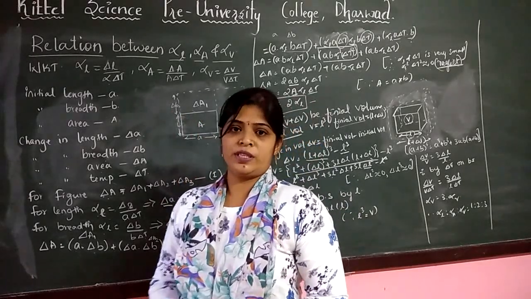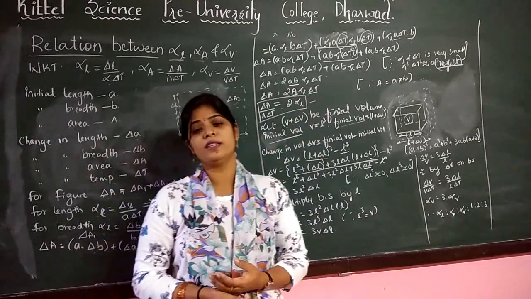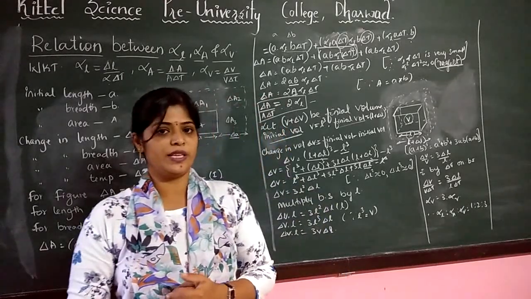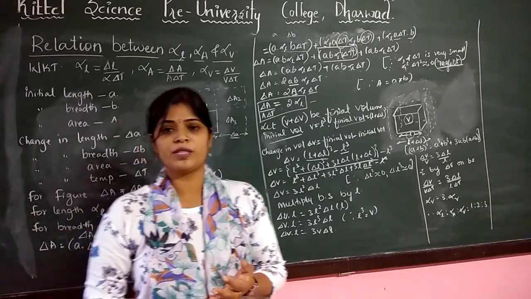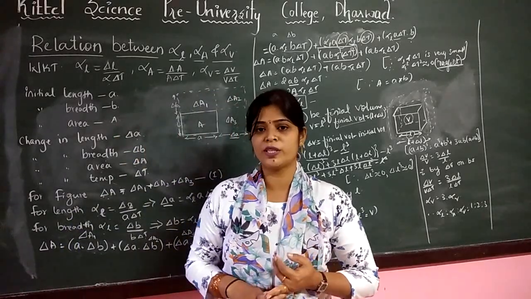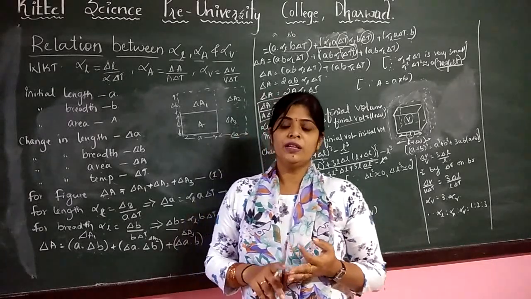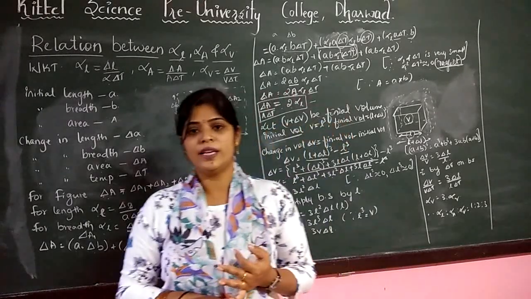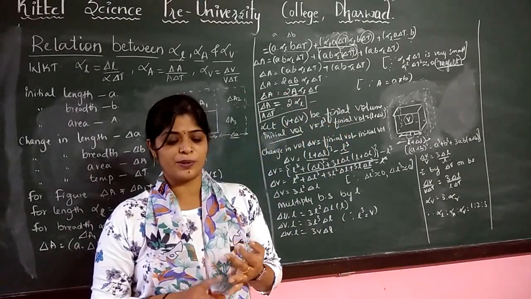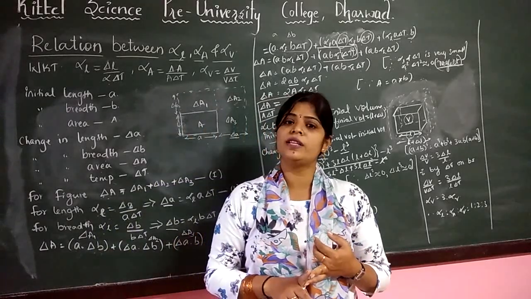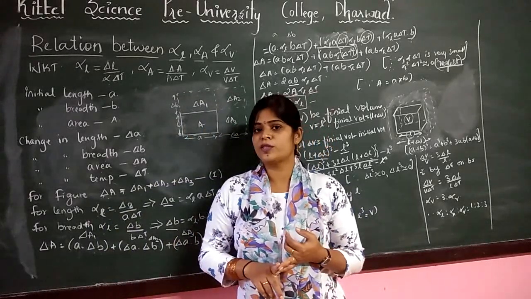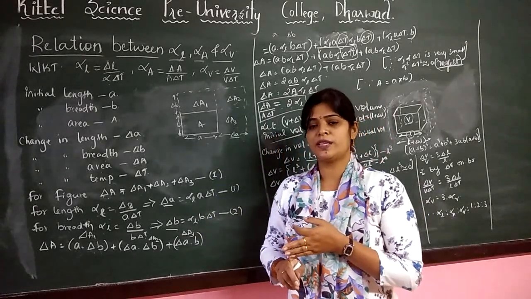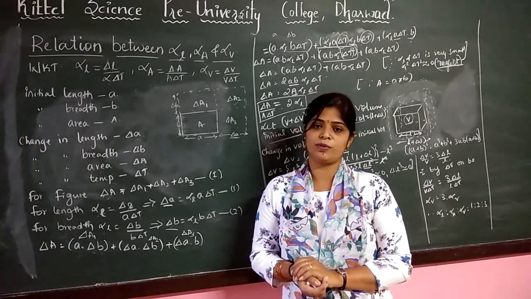Thermal expansion is the increase in the dimension of a body when there is an increase in temperature. There are three types of expansion: linear expansion, area expansion and volume expansion. Linear expansion is the increase in length with an increase in temperature. If there is an increase in area with an increase in temperature, it is called area expansion. If there is an increase in volume with increase in temperature, it is called volume expansion.